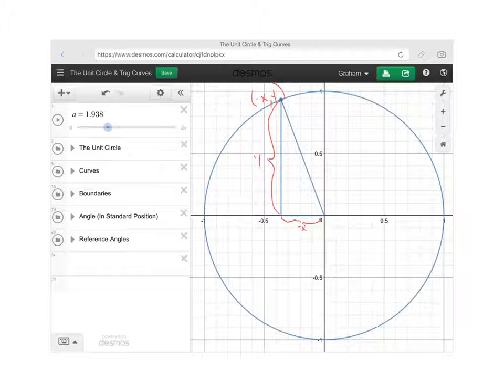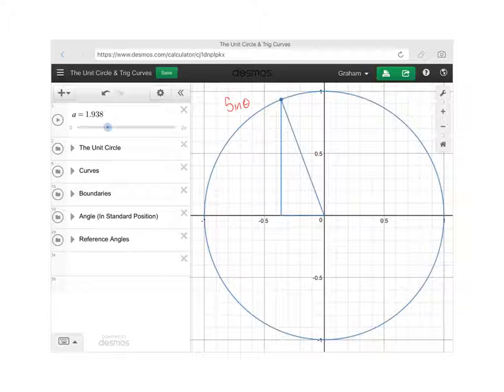X would be negative, right? Depending on whatever x was in the other quadrant. So what we've noticed now, and we know from class that cosine of theta is x, is that in this quadrant cosine is negative. And since tangent is going to be y over x, and that x is negative, tangent is also negative. So the only thing positive in this quadrant is going to be sine.